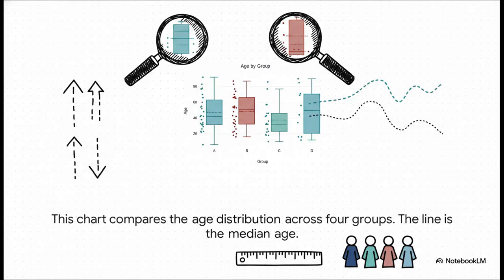Now, this is where the box plot really shines. With just 4 of these simple boxes, we can instantly compare the age distribution across 4 totally different groups. That line in the middle of each box, that's the median age. The size of the box itself tells you how spread out the ages are for the middle 50% of each group. See how Group B has a wider box than Group C? That tells you right away their ages are more varied. It is an incredibly powerful tool for comparing groups side by side.